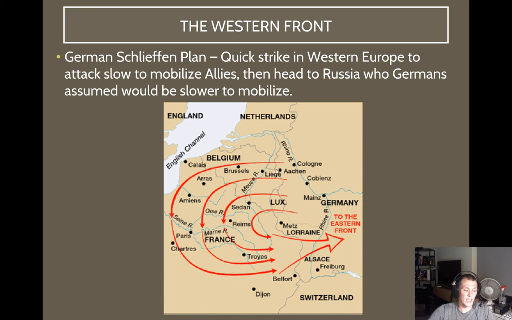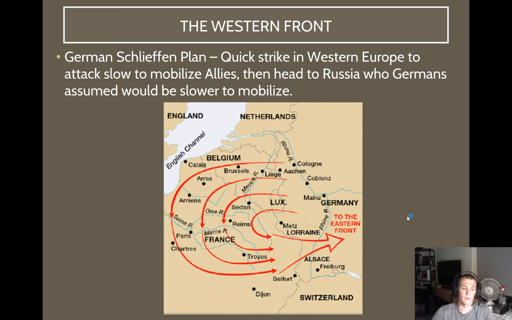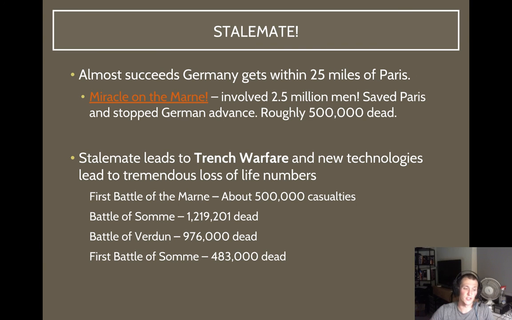We're going to go take Paris, sweep around essentially, then we're going to swing back to the Eastern Front to go fight Russia, because Russia would be slower to mobilize. They were not nearly as industrialized, they were not nearly as put together, so the Germans thought, and there you go. And this almost succeeds, right? They get within 25 miles of Paris. You're going to get what's called the First Battle of the Marne, and it's called the Miracle on the Marne, right? We saw the video in class of the taxi cabs that are bringing people out to the front.